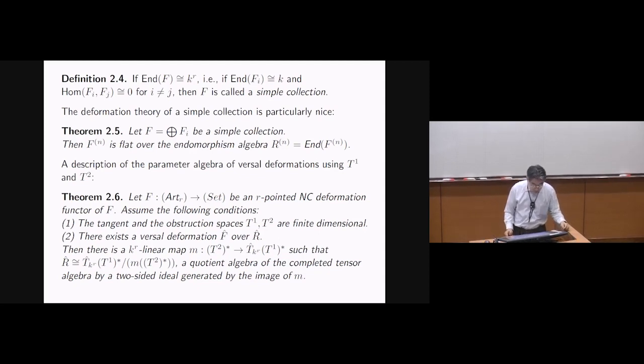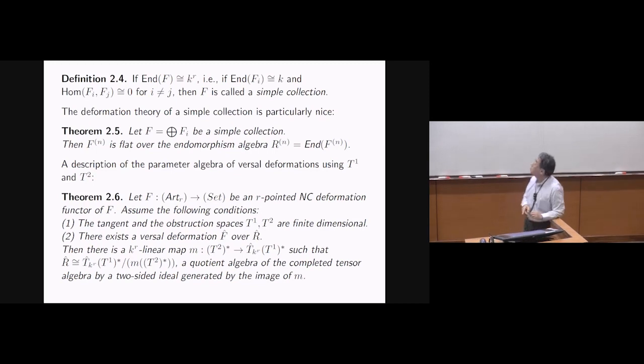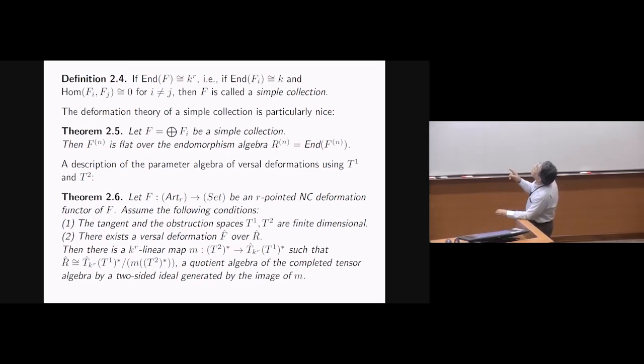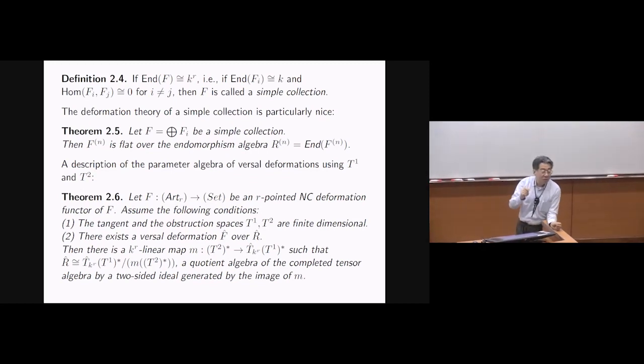Yeah. So now, this is a description of the versal algebra. The versal algebra is a parameter algebra of versal deformation. So let F be a... this F is not good. So F was a sheaf, but this is the deformation functor F. This stands for something else. I'm sorry. So this functor F is an R-pointed deformation of some sheaf F.